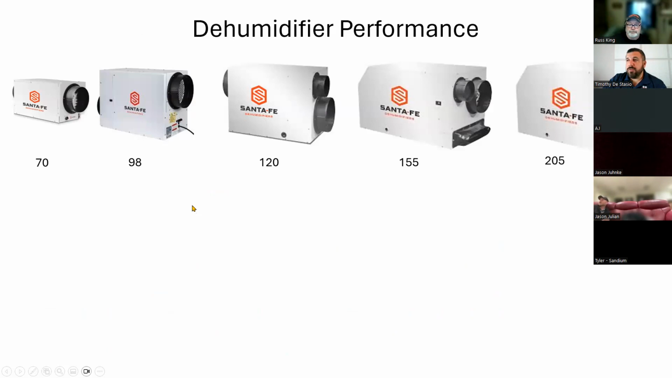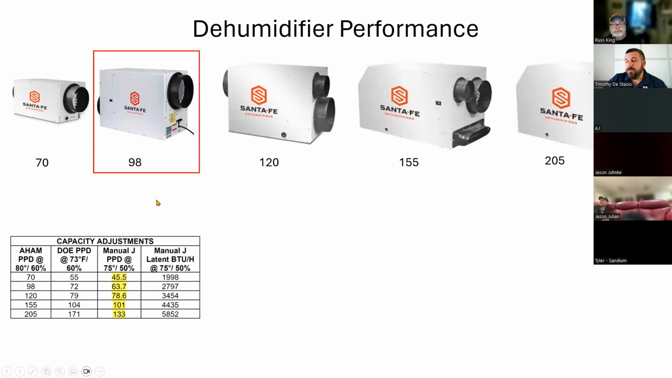Which dehumidifier would you select? Well, it seems like that 98 is good, right? It's a little bit over 89, seems like a good choice. The problem is that's not really a 98 pint dehumidifier. In the absence of any OEM information, Manual S tells us that a 98 pint dehumidifier is only that under these conditions. Appliances are rated and the dehumidification is measured at 80 degrees Fahrenheit and 60% relative humidity.